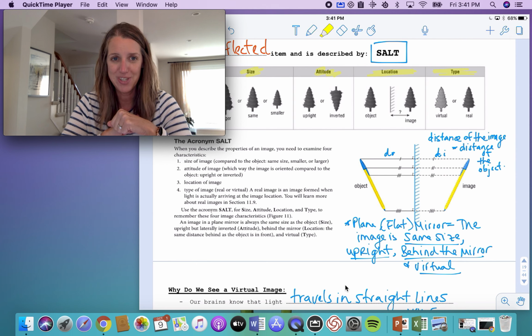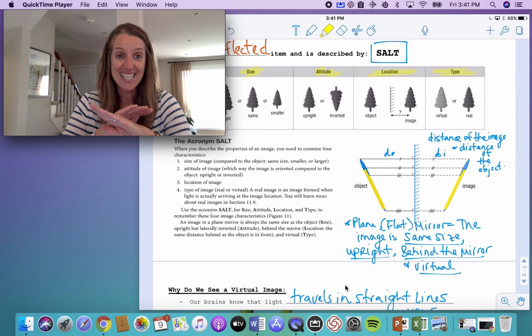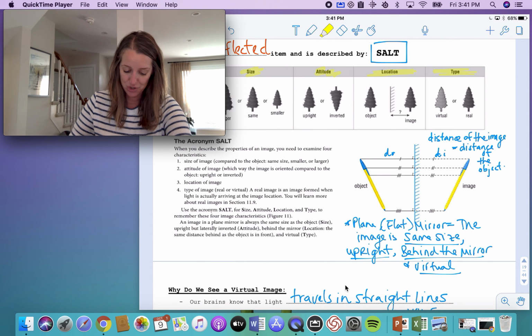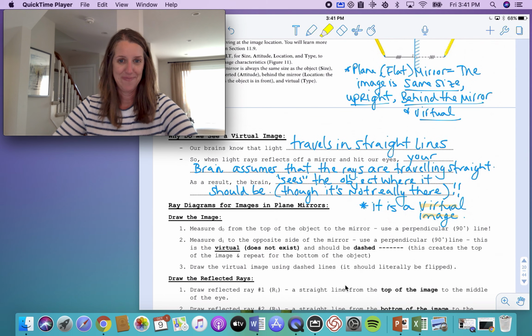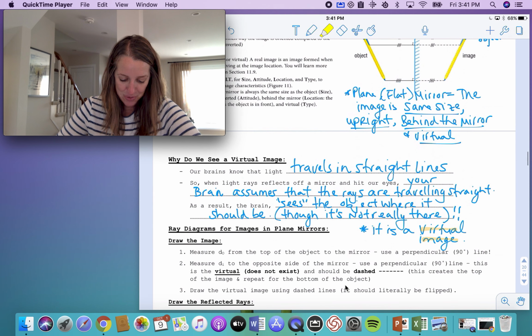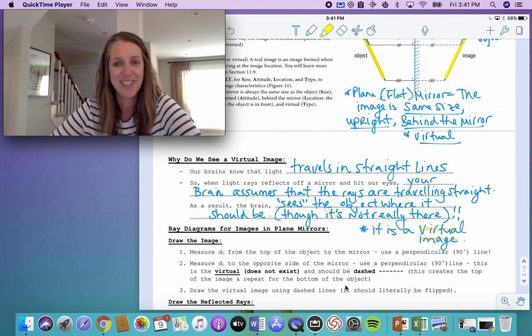Okay, it's going to change when we start looking at images in a curved mirror, but for today it's nice and easy. It's the same all the time. Okay, it's going to change once we have some curvature to it. Why do we see this virtual image? Remember again, light travels in straight lines. Your brain assumes that the rays are also traveling straight. It sees the object where it should be, not that it's really there, and that's the term that we say, a virtual image.